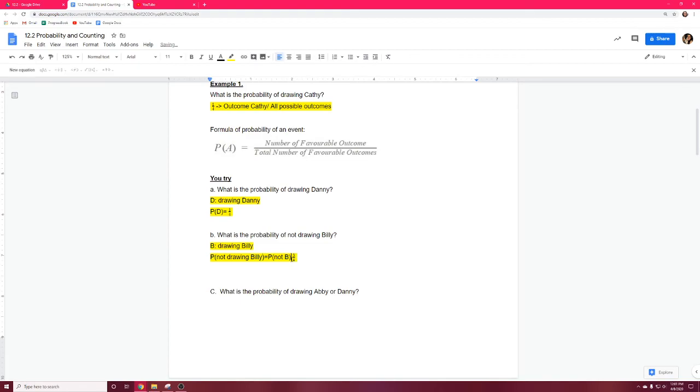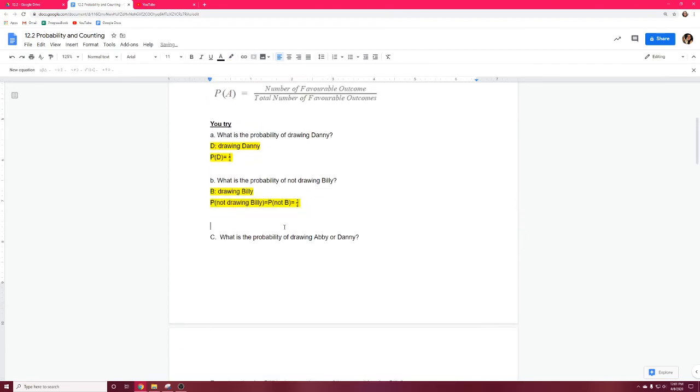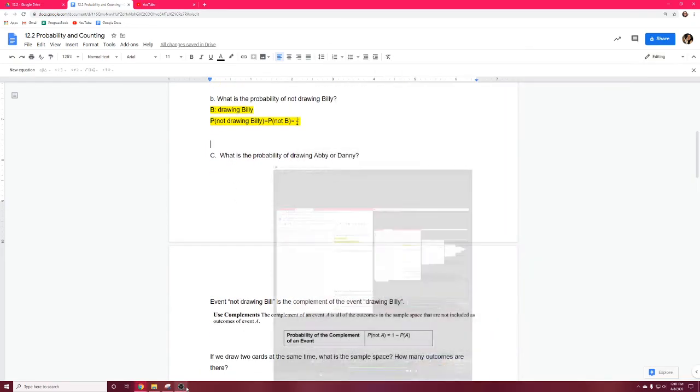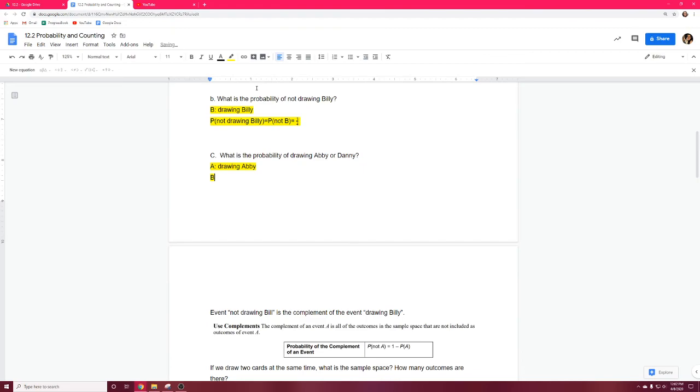So why do I write like this? Because when you do your ALEKS practice, there are a lot of different ways to represent things. I want you to know what they are talking about. So over here, that's B: what is the probability of not joining Billy? And C: what is the probability of joining Abby or Danny? So again, let's define our events. I will use A as join Abby, and B as join Danny.